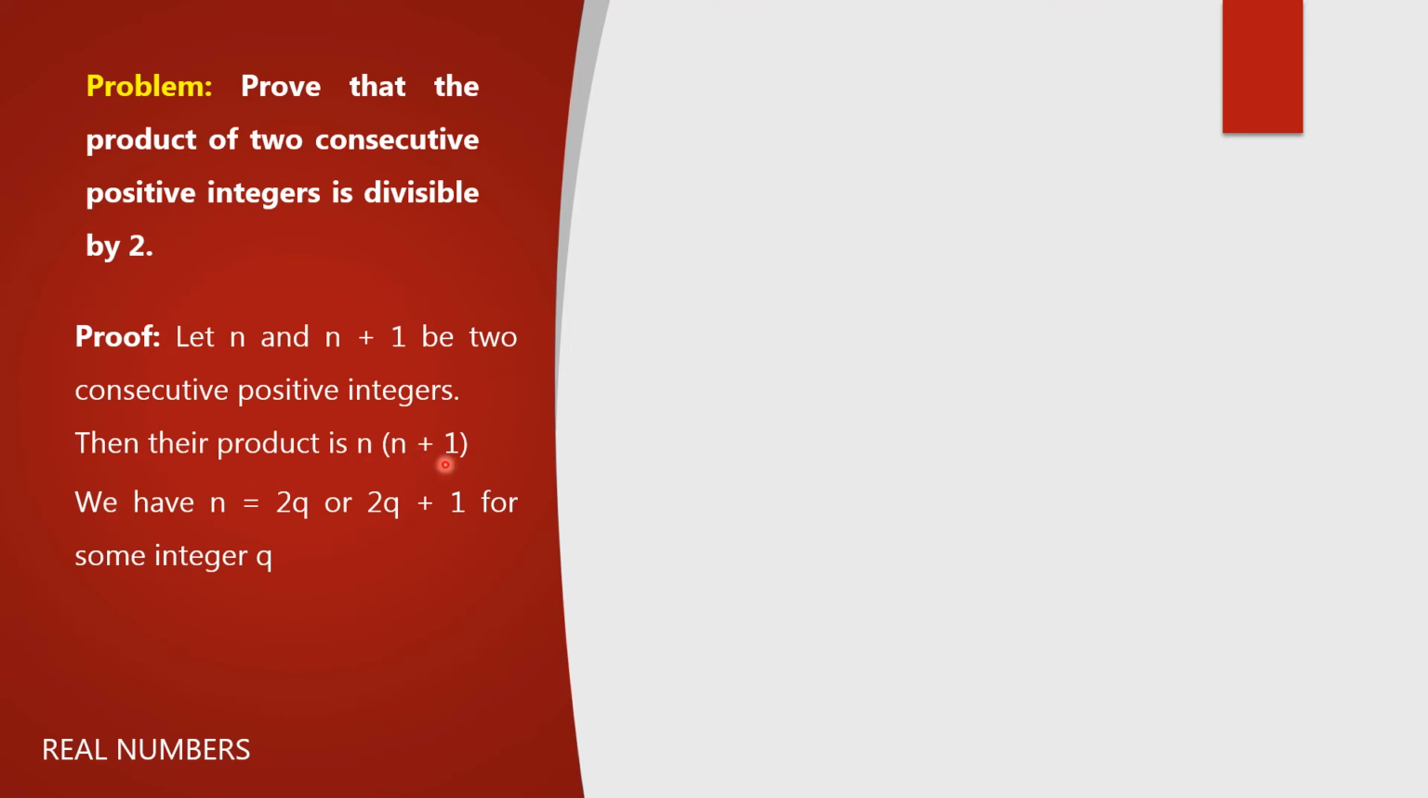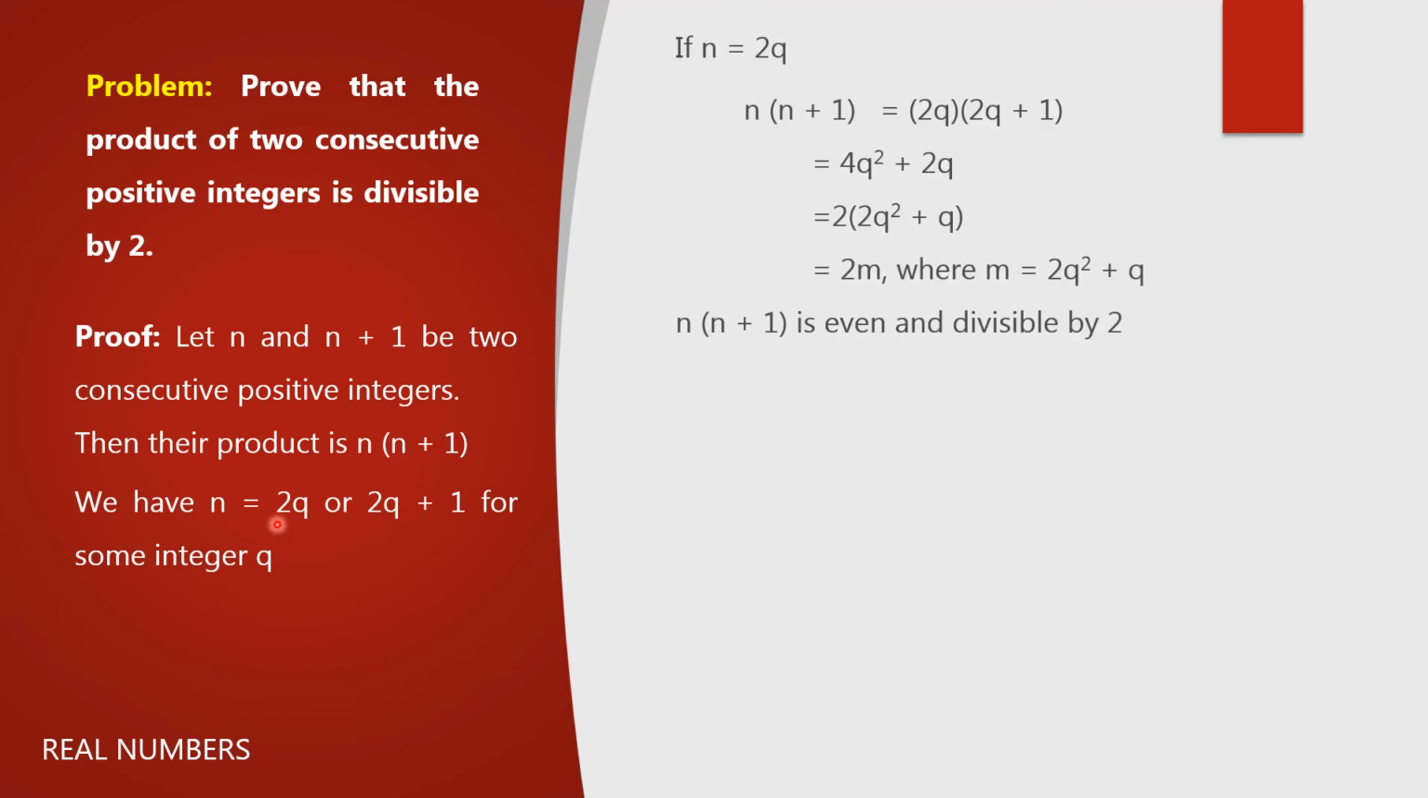Now here n is a positive integer, but every positive integer can be written as 2q or 2q plus 1 by using 2. Suppose by using 3, 3q or 3q plus 1 or 3q plus 2, like this we know. But here divisible by 2 condition is there, na? That's why we have n is equal to 2q or 2q plus 1 for some integer q. Now we will verify this divisibility of n into n plus 1 in these two cases.